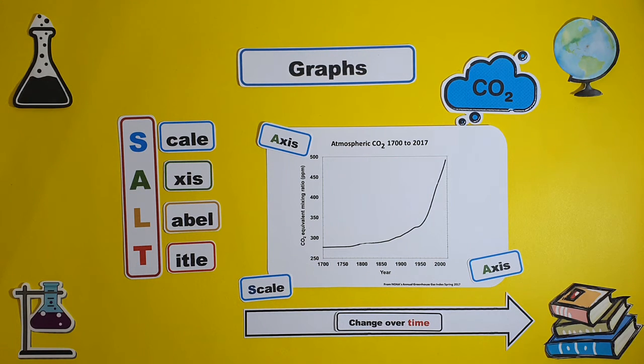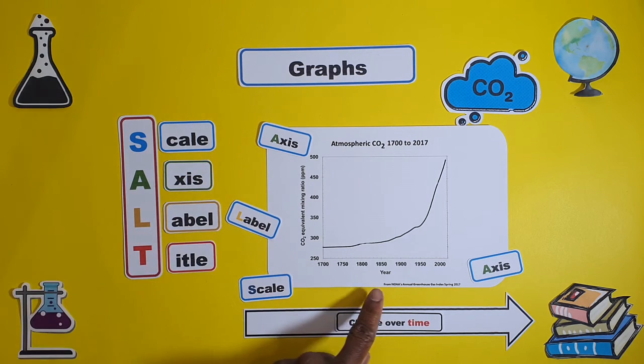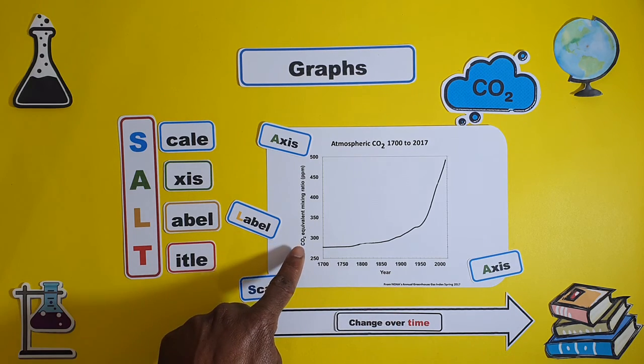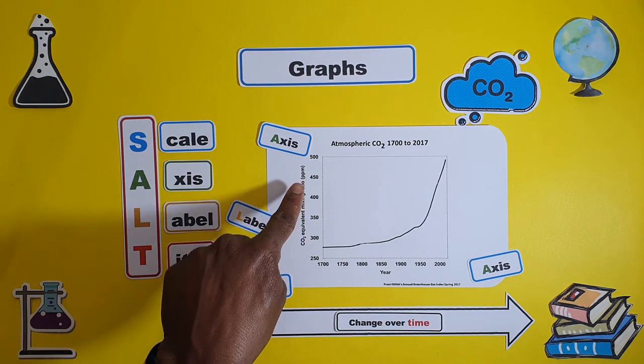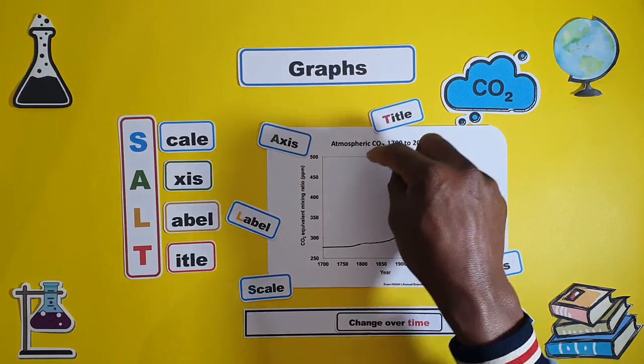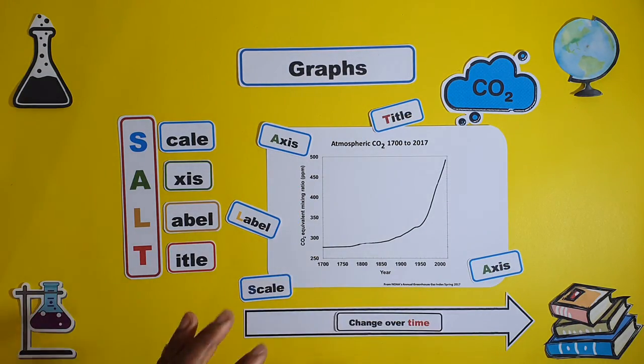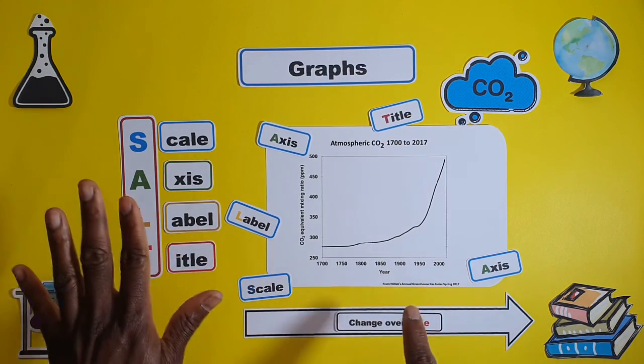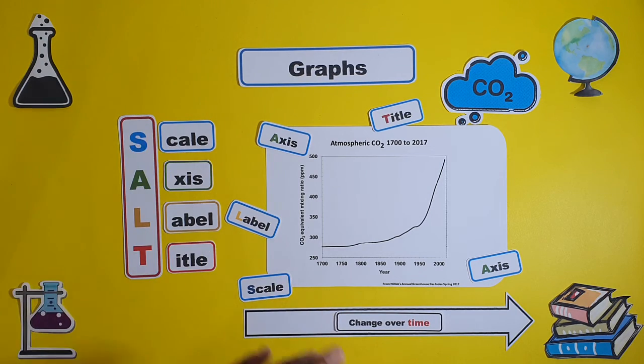The next thing you want to look at is the label. In this case, we are looking at if the y-axis is labeled, so you have year and you have carbon dioxide equivalent, so it's well labeled. The last thing you want to look at is the title. So it has a title. So in this case, this graph fulfills the SALT rule.